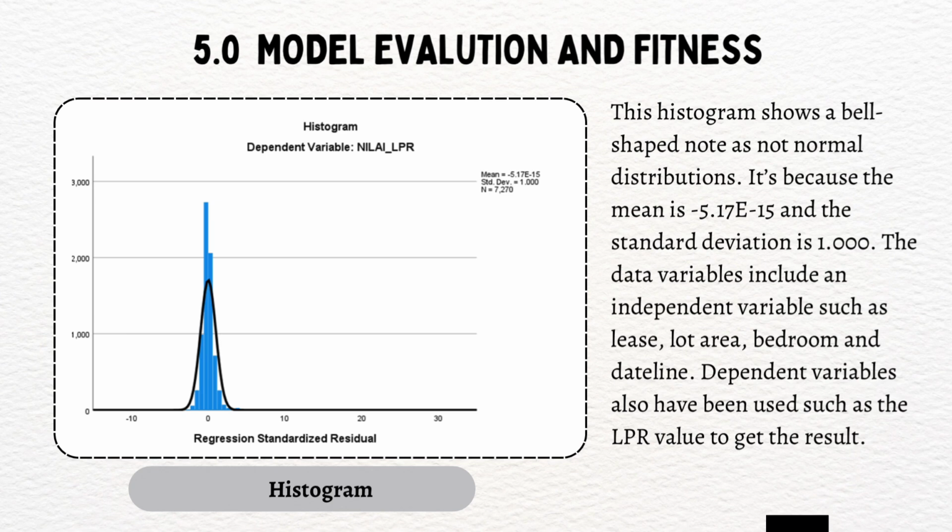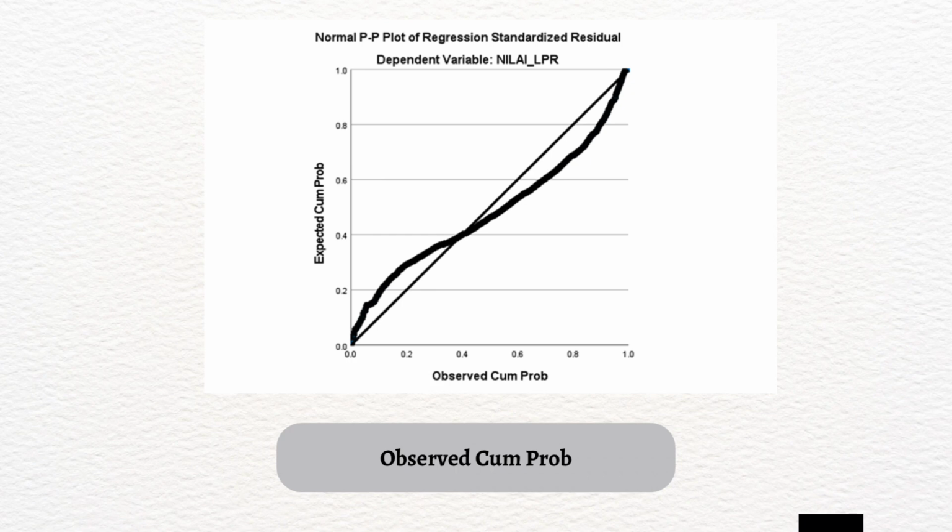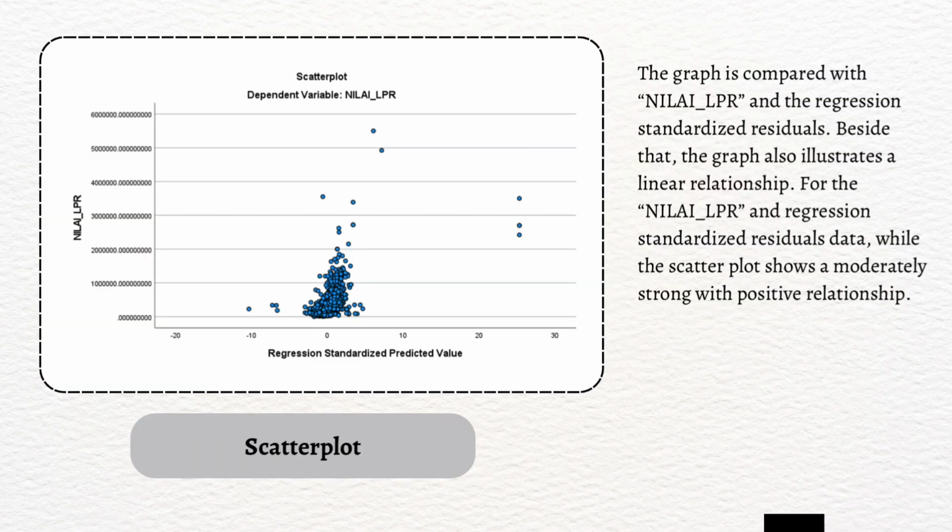5.17e and the standard deviation is 1.000. The data variables include independent variables such as list, lot area, bedroom, and deadline. The dependent variable has also been used, such as the LPR value, to get the result. This is the observed count probe. For the scatter plot, the scatter plot shows a moderately strong positive relationship. The graph compares nilai LPR and the regression standardized residual.